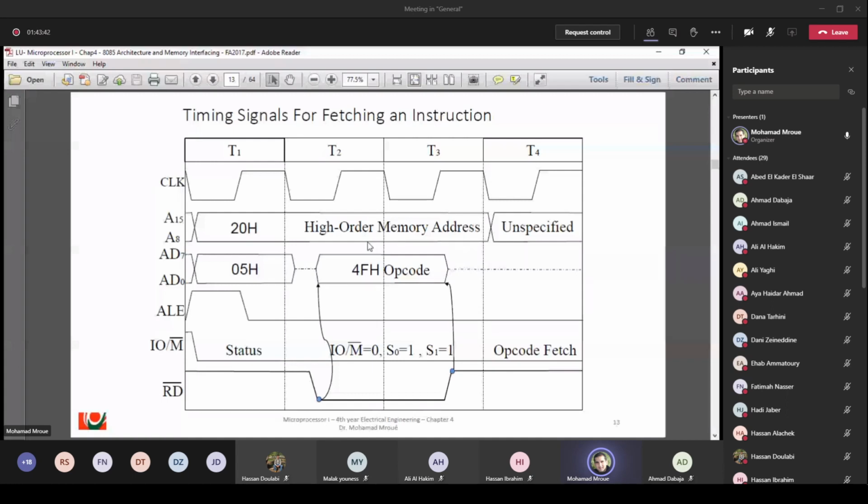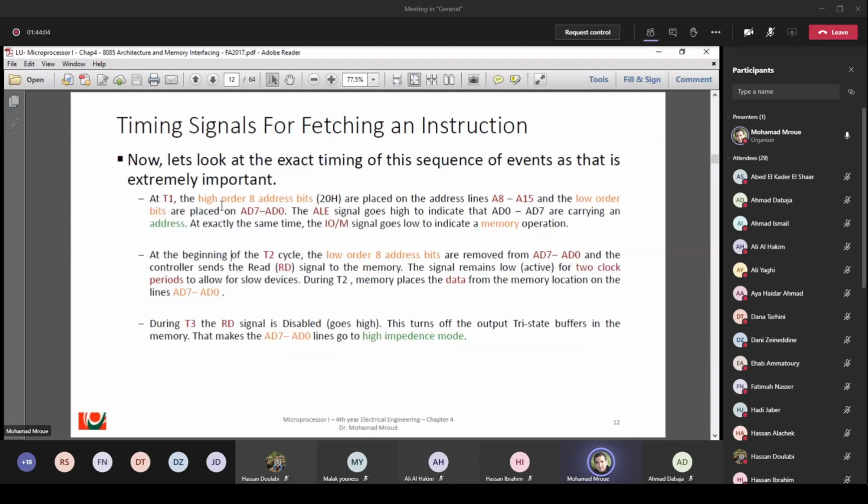Okay, and during the last cycle, T4, the instruction will be decoded by the microprocessor, which determines what the instruction is so it knows what to do in the next cycle. Okay. So at T1 the high order 8 address bits are placed on the address lines A8 to A15, and the low order bits are placed on AD7 to AD0. The ALE signal goes high to indicate that AD0 to AD7 are carrying an address. At exactly the same time, the input-output/memory signal goes low to indicate a memory operation.